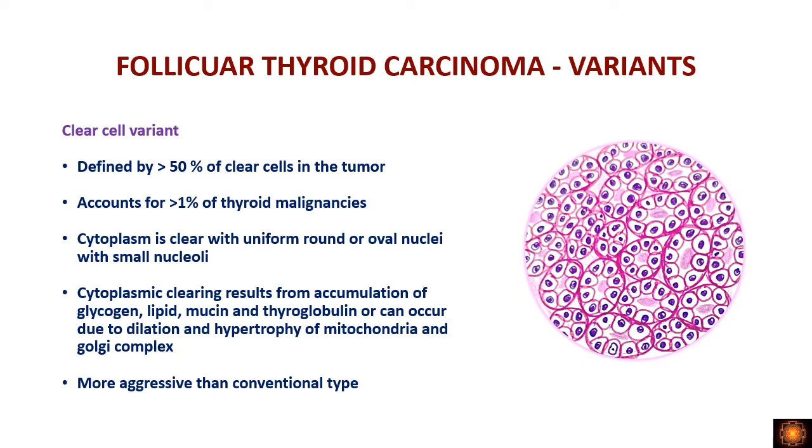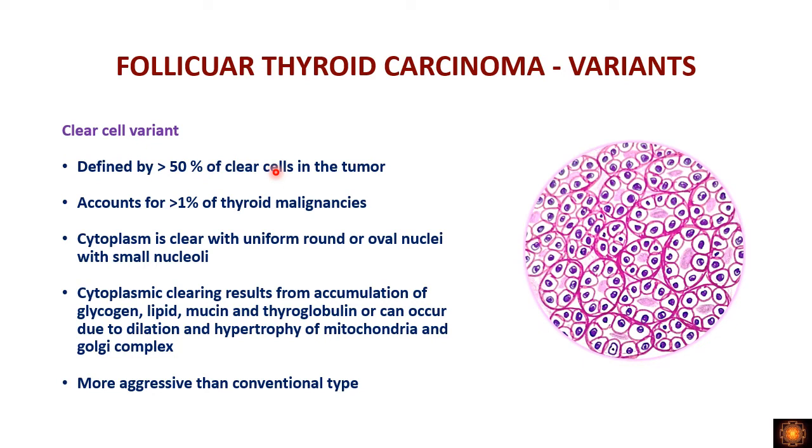Now we have certain variants in the follicular thyroid carcinoma. First one is the clear cell variant. As the name suggests, the tumor cells have clear cytoplasm. This clear cytoplasm is either because of accumulation of glycogen, lipid, mucin or thyroglobulin, and here we call it a clear cell variant when more than 50% of the tumor cells are clear cells.